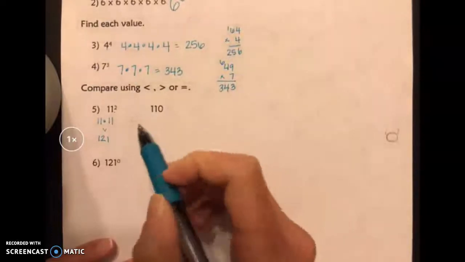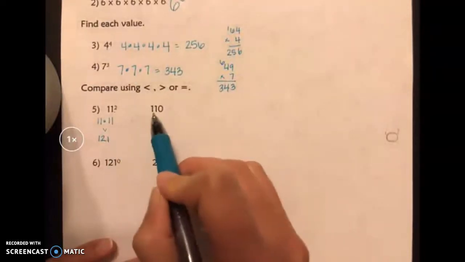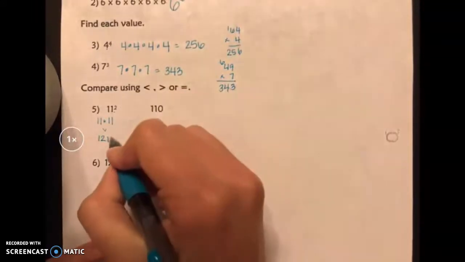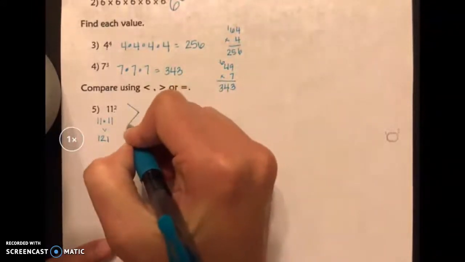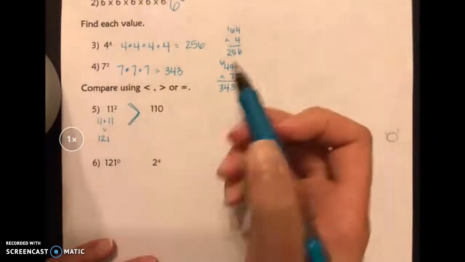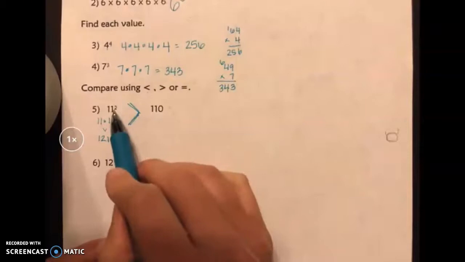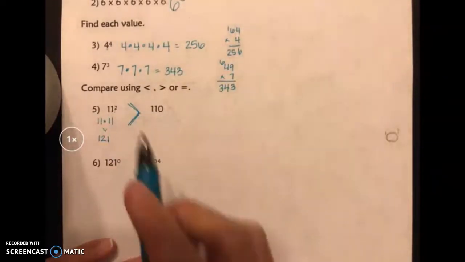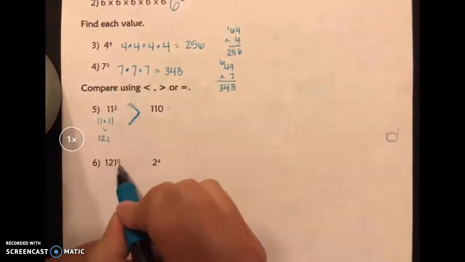And that's going to give me 121. So I need to look. Is 121 bigger or smaller than 110? All right, the alligator is going to want to eat that 121 because he's a bigger number. So 121 is greater than 110, or we can go back to our original and say 11 squared is greater than 110.